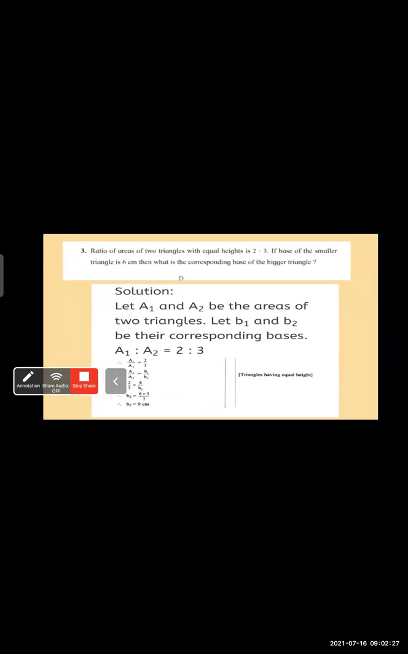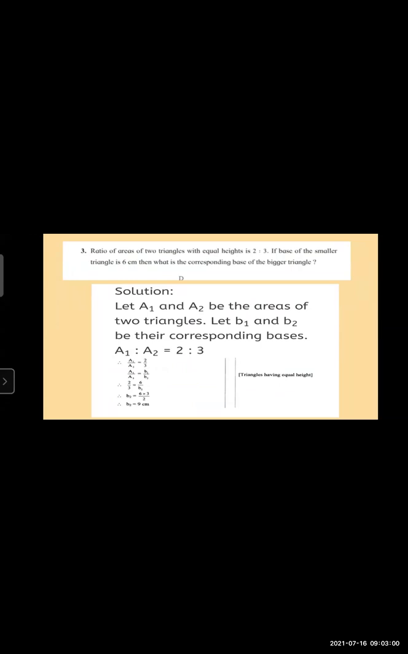Now third question, the ratio of areas of two triangles with equal height is 2:3. If the base of the smaller triangle is 6 centimeter, what is the corresponding base of the bigger triangle? Okay. Such type of question we already solved in our practice set 1.3. So let's do. So here the triangles are not given, like A, B, C, P, Q, R is not given. So here we assume let A1 and A2 be the areas of two triangles.